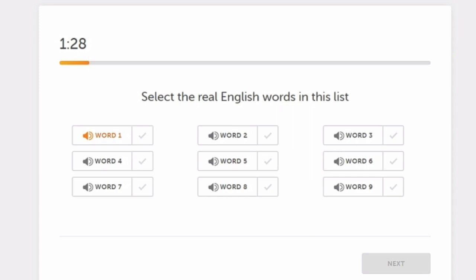You only get 1.5 minutes for this question and you have to complete it in the given time. You can listen to these words again and again until you get them properly. So let's get started.